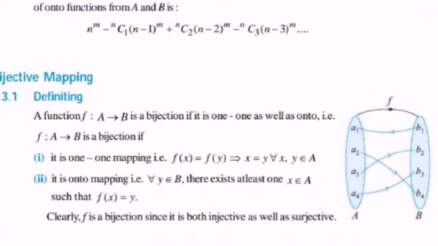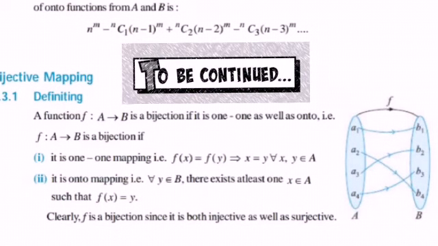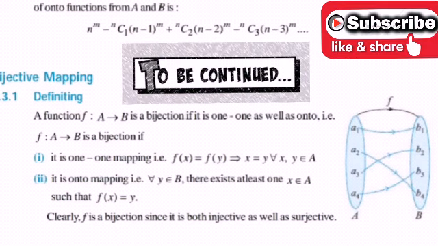So the bijective function is the one we are actually preparing for the inverse function. For an inverse function, the condition is that it should be bijective, and for bijective the function should be onto and one-one, meaning surjective and injective. So what is a bijective function?